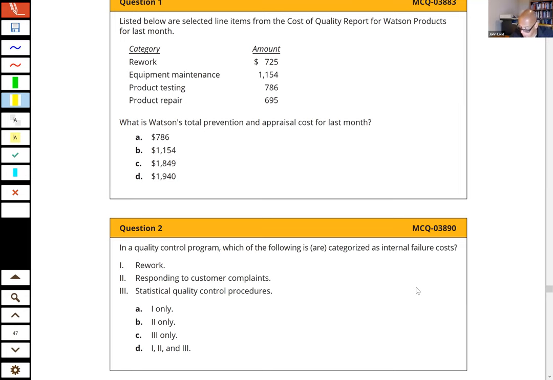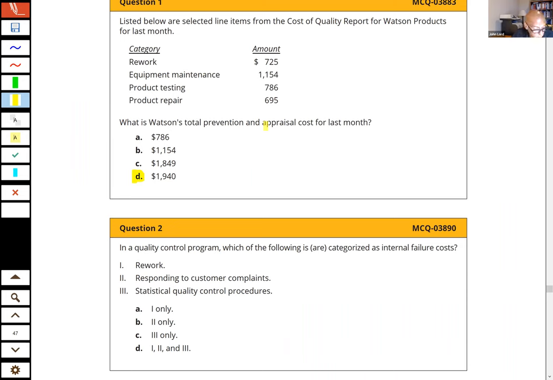Okay, guys, let's go ahead and take a look at this one. And most of us got it right. It is purely a definitional thing here. The answer is D. And if we're talking about prevention costs, we're talking about what?